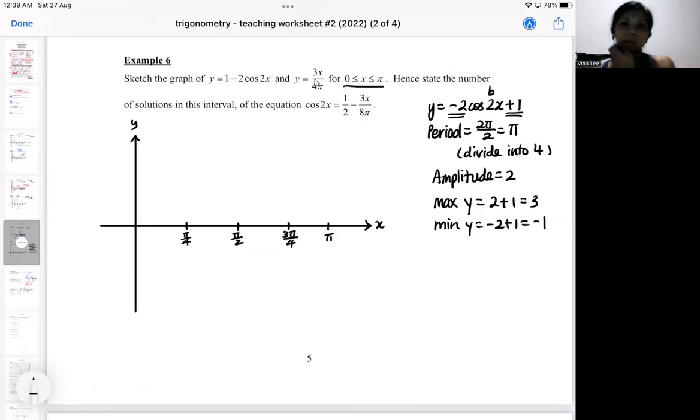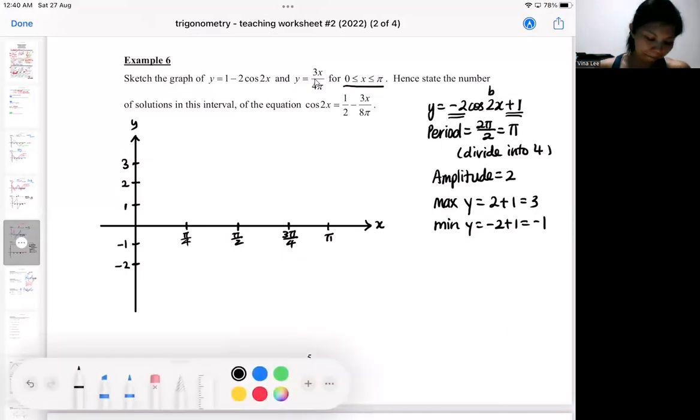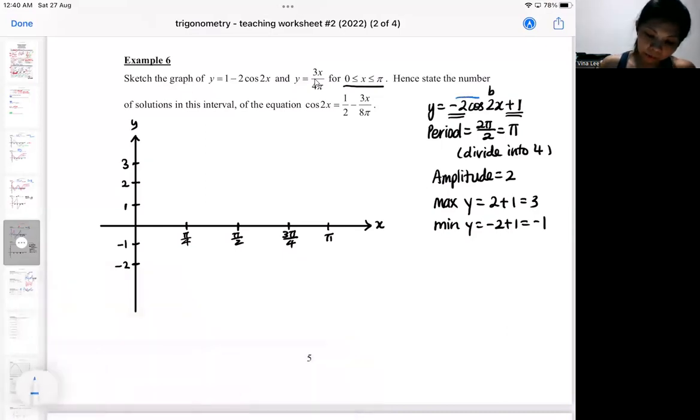There is a shifting effect, don't forget. So what I will do first, I make sure the axis is enough until 3. You already know the highest and the lowest. So I'm going to draw the negative 2 cosine 2x first. This is how I will draw. My cosine graph is inverted.